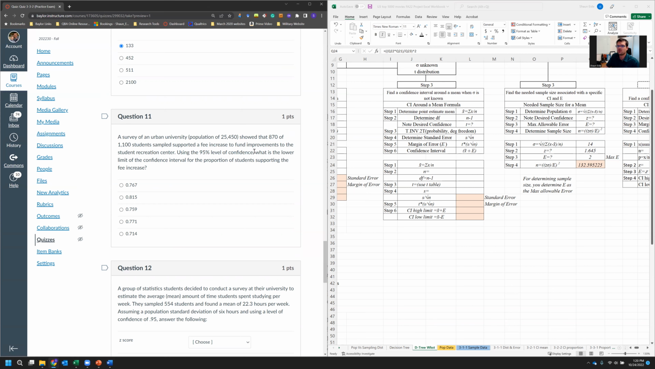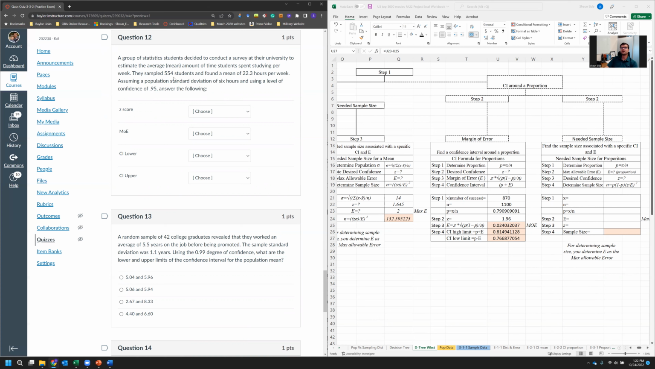A group of stats students decided to conduct a survey at the university to estimate the average mean amount of time students spent studying per week. They sampled 554 students and found a mean of 22.3 hours per week, assuming the population standard deviation of 6 hours and using a level of confidence of 0.95. Answer the following.